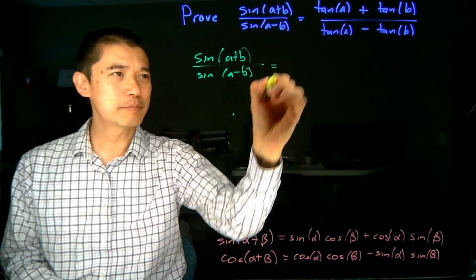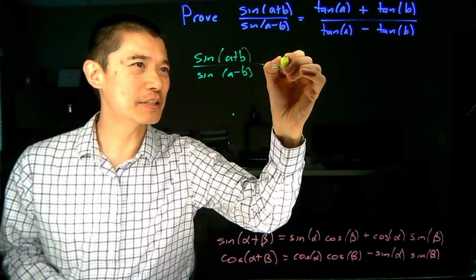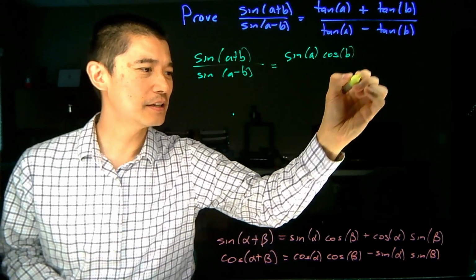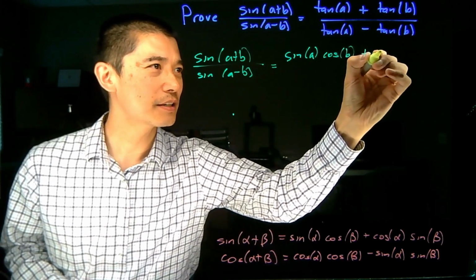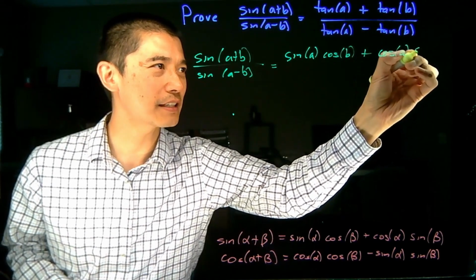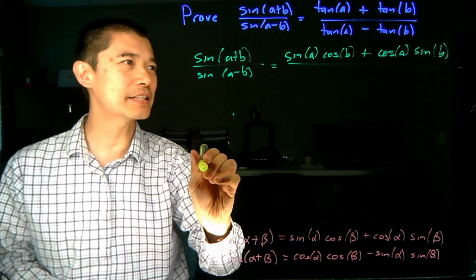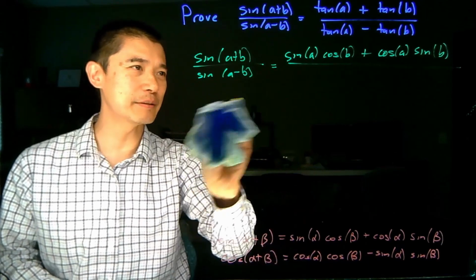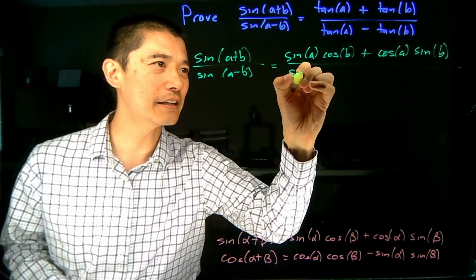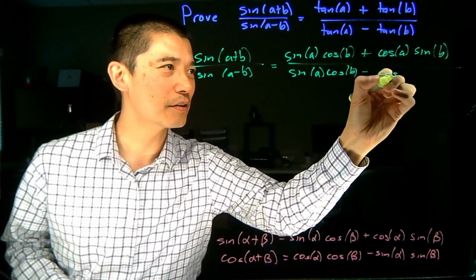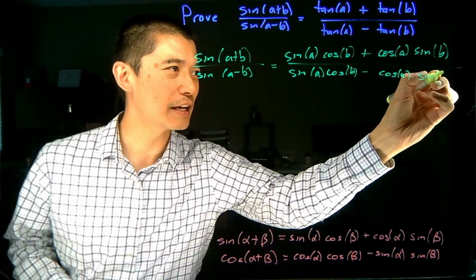Okay, well, let's make our substitution. Sine of a plus b is going to be sine of a cosine of b plus cosine of a sine of b. And in the denominator, it'll be the same thing, except we'll have the sign flipped. And so we'll have sine of a cosine of b minus cosine a sine b.